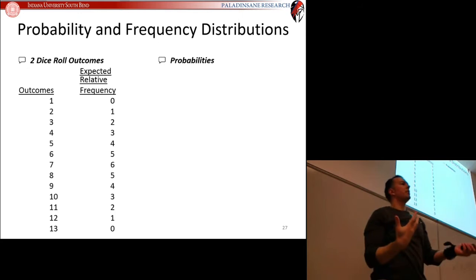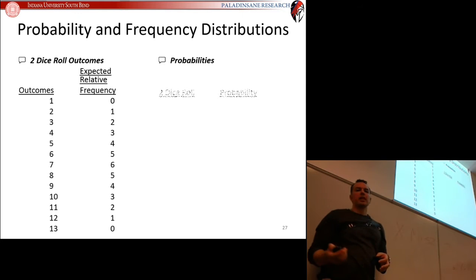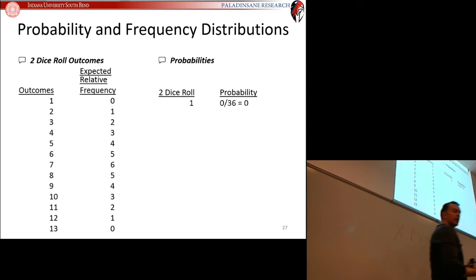So we look at the probabilities of these outcomes. And for the 2 dice rolls, once again, it's the number of outcomes that are classified in a certain way, divided by the number of possible outcomes. There are 0 outcomes classified as a 1, and 0 divided by 36 gives you a 0 probability. There is only one outcome where you roll a 2, divided by the total number of outcomes, 36, which equals 0.03.